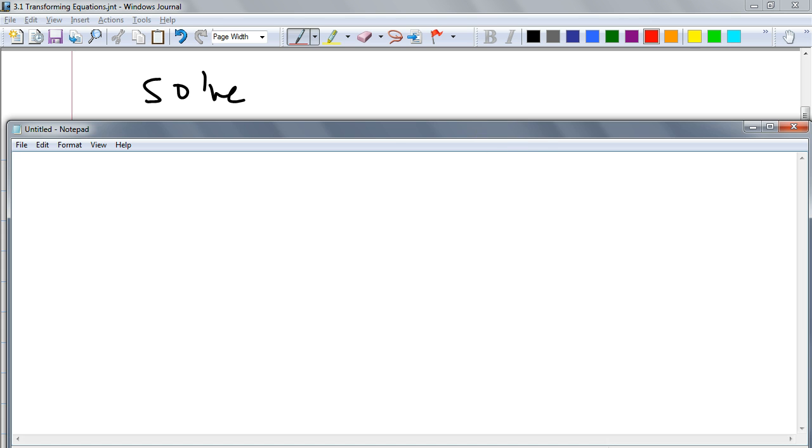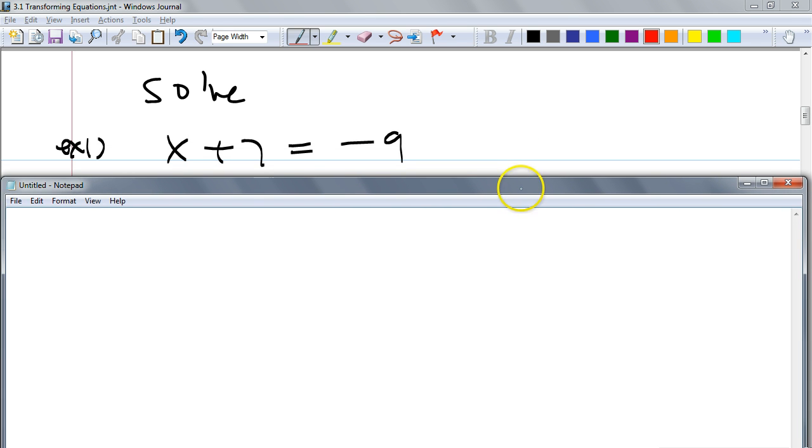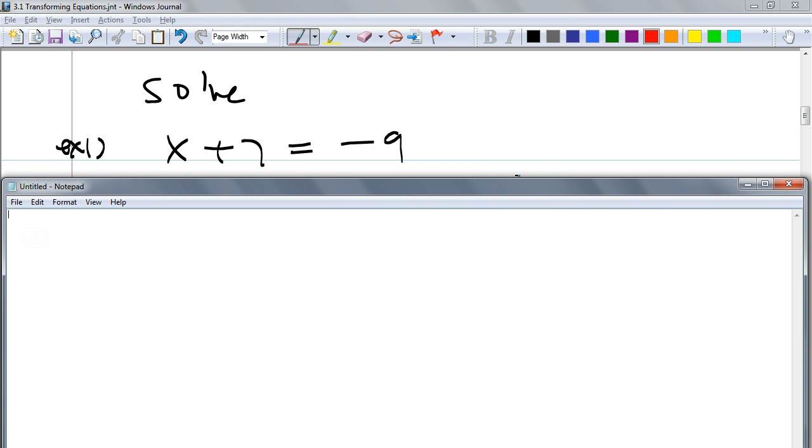So let's do some examples. Example 1. It's a very simple one. x plus 7 equals negative 9. Of course, a lot of you say, oh, that's simple. What are we going to do to get x by itself? Or transform this equation so that you could figure out the solution for x.